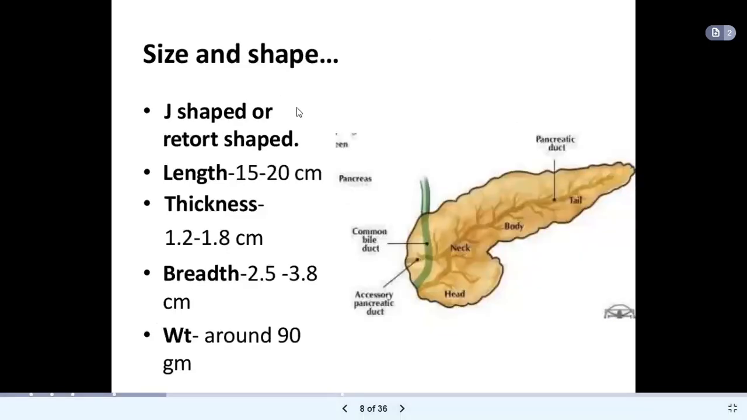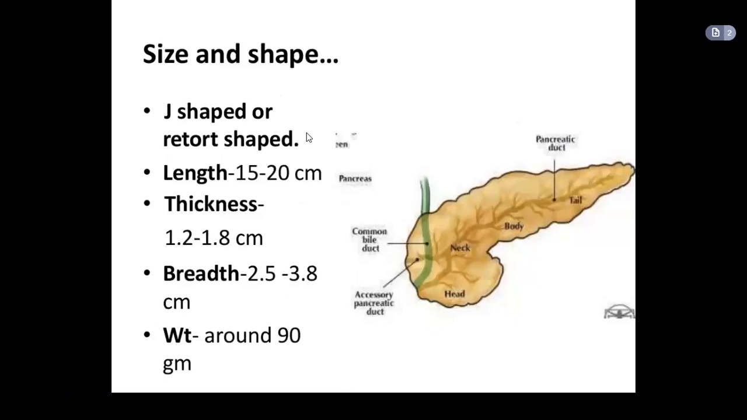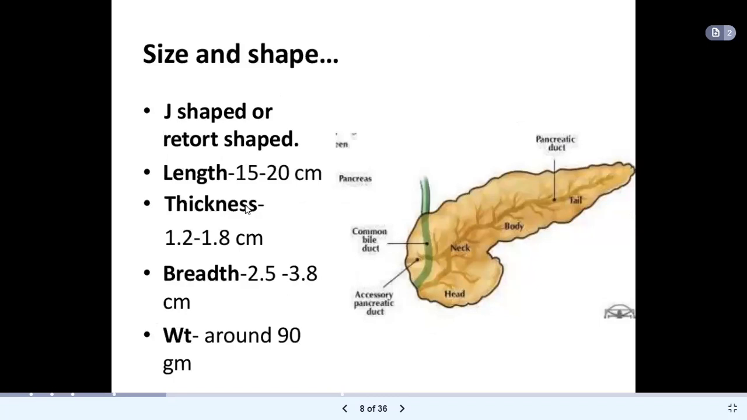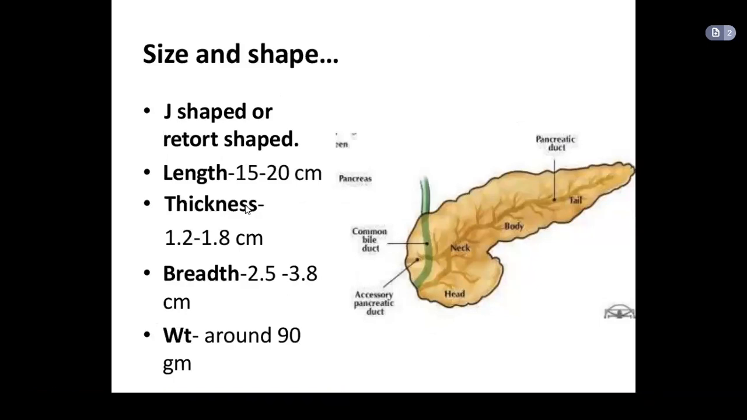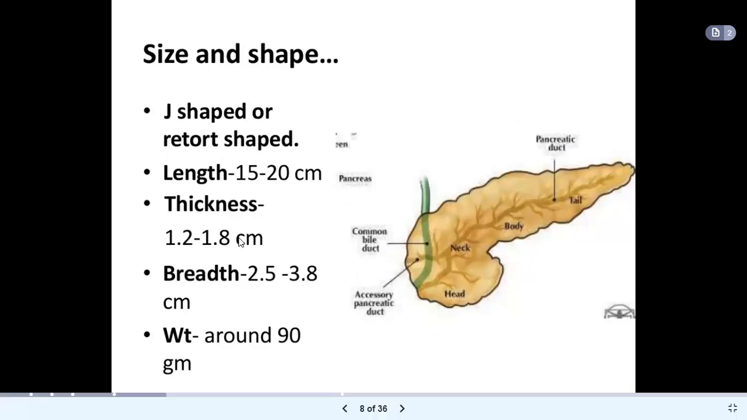Coming to the measurements of the pancreas: length is 15 to 20 centimeters, or you can say up to 15 centimeters. Breadth is 3 to 4 centimeters, or 2.5 to 3.8 centimeters. Weight is about 80 to 90 grams. Thickness is about 1.2 to 1.8 centimeters.